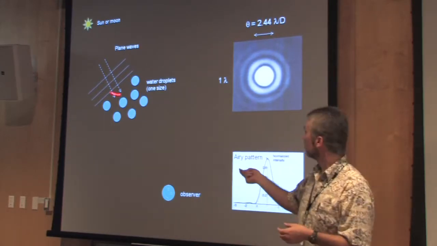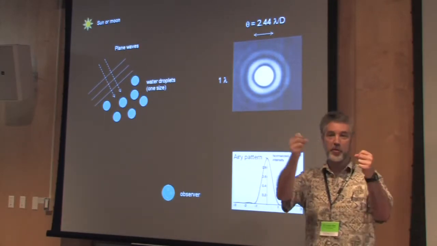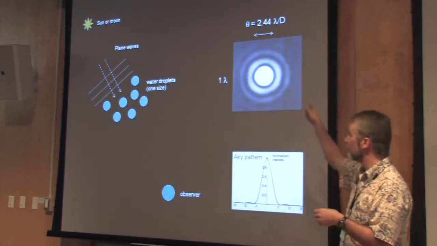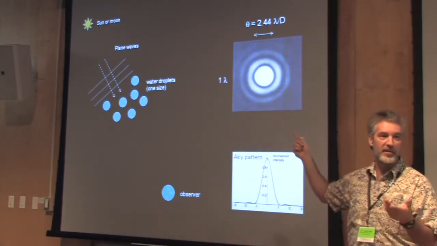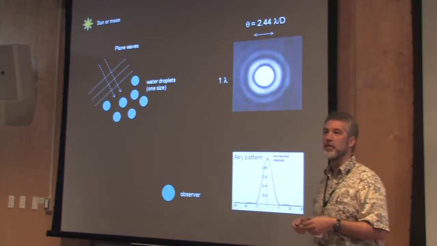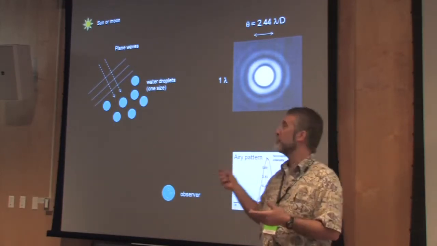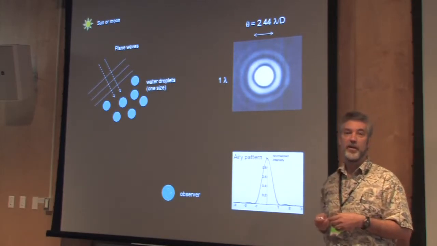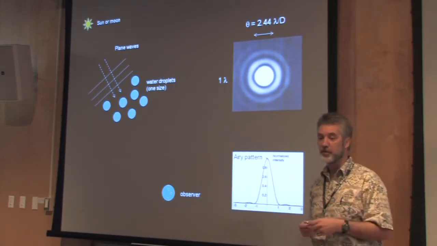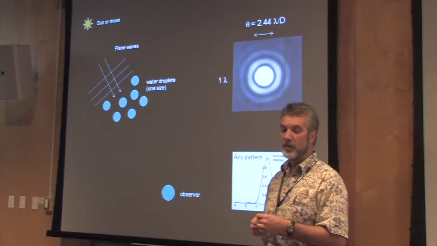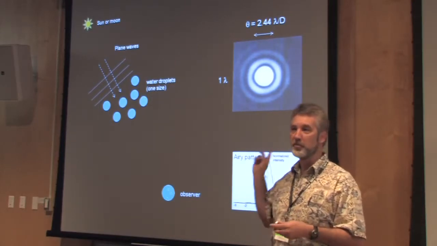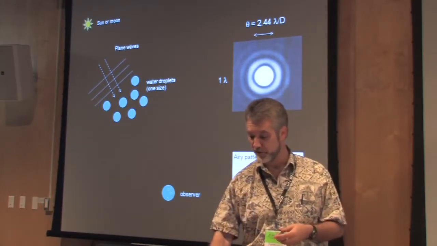If it's a regular array, if you take these and put them at regular distances, then you can get fringes in this pattern, right? It's an extra interference pattern. But for a truly random distribution, actually nothing would change. We would get exactly the same pattern. And so if we have randomly distributed water droplets, even though we're not looking at just one water droplet, we expect to see this from the cloud.